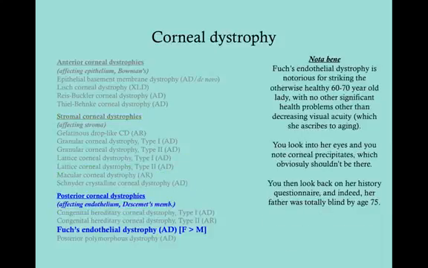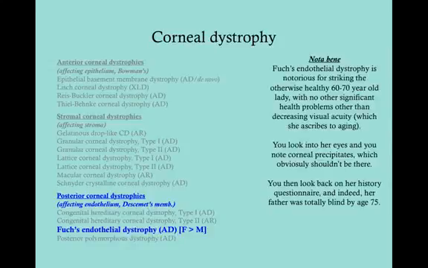On the other hand, we have Fuchs endothelial dystrophy. These tend to present in older people, in people who are in their 50s, 60s, 70s, and beyond. This also has a tendency to present in women more than men, about 4-to-1 ratio. So a Fuchs endothelial dystrophy would be notorious for striking the otherwise healthy 60 to 70-year-old lady with no other health problems other than a progressive decreasing visual acuity, which she ascribes to aging.